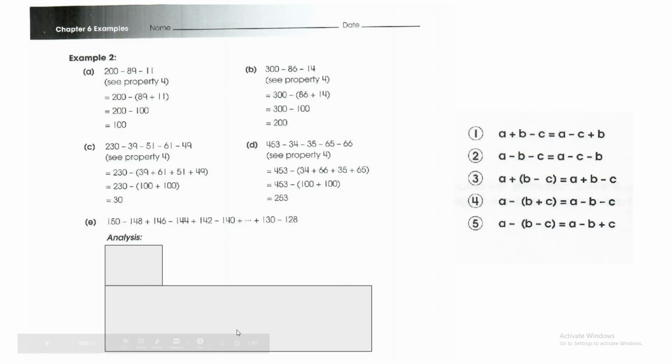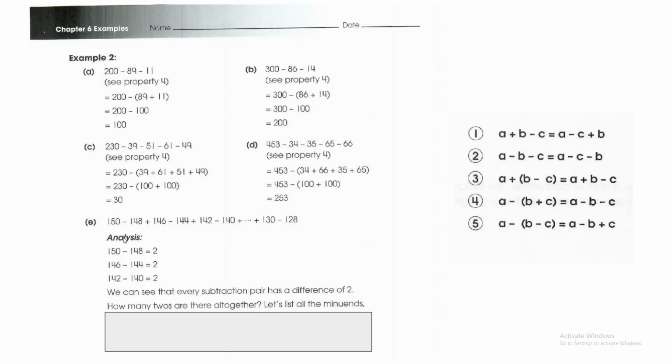Okay, E is probably the hardest problem in this lecture, so we're going to analyze it. Now, if we look at it first, we see that we have alternating equations: subtraction, addition, subtraction, addition, subtraction, addition. So we can only assume there are more subtraction and addition problems within these dots. So we look at the problem even closer, and we see that each subtraction problem has a difference of 2. And we write that down. Now, what we can also see is the difference between each minuend is 4.